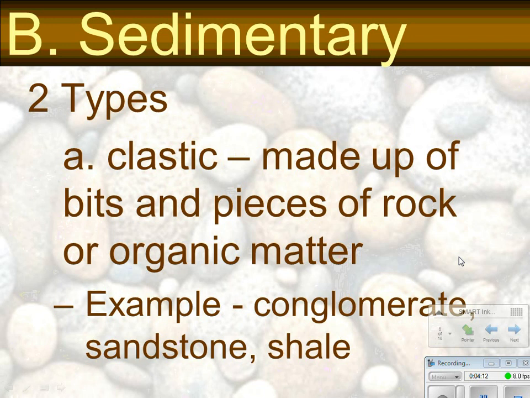And an example is conglomerate. That's actually made of little pebbles all stuck together in one big rock. Sandstone has little individual sand grains stuck together into one big rock. And then shale is made sort of similarly to sandstone. You've got little grains that get stuck together in one big rock.